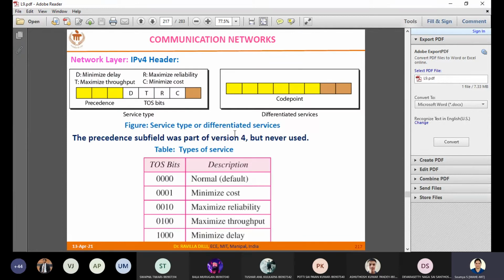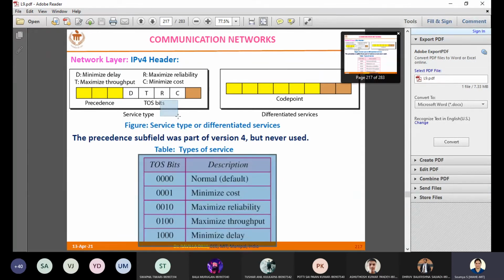Next, the IPv4 header. These are the different services. Normal, whether you are trying to minimize the cost or maximize reliability and all that. This will be given within these bits. The service type will be mentioned within these bits.